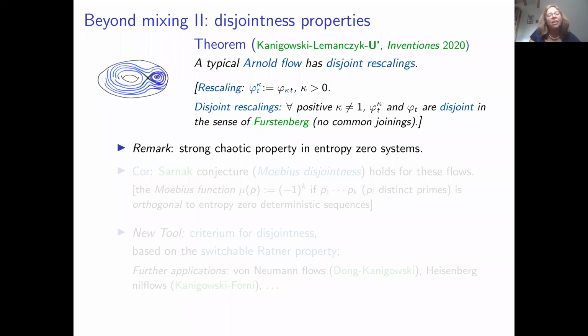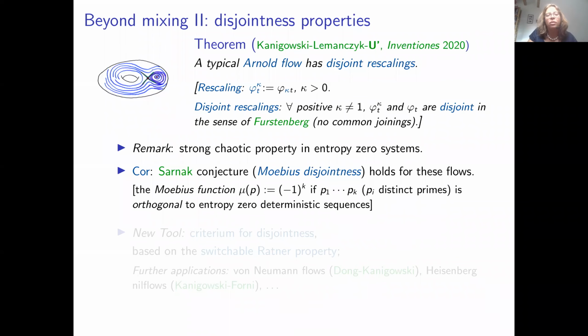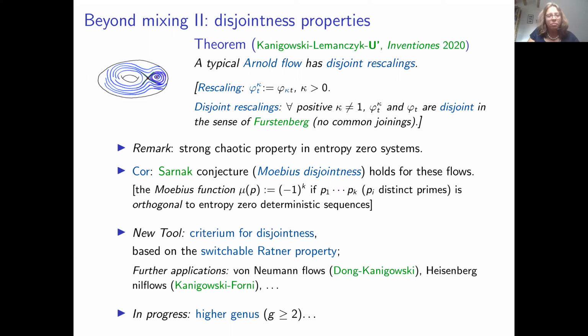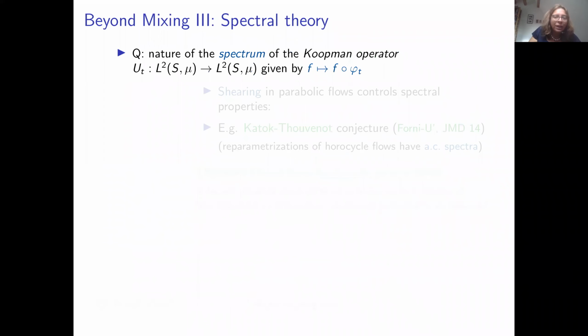Okay, so I mentioned there are applications to number theory, and this problem of disjointness is connected to the Sarnak conjecture on Möbius orthogonality. It's a conjecture that people are working on actively in number theory. Let me skip disjointness criteria based on shearing. And finally, I want to mention spectral results.